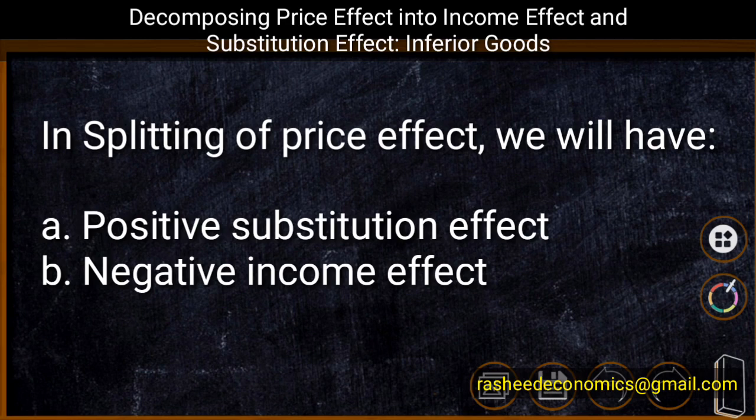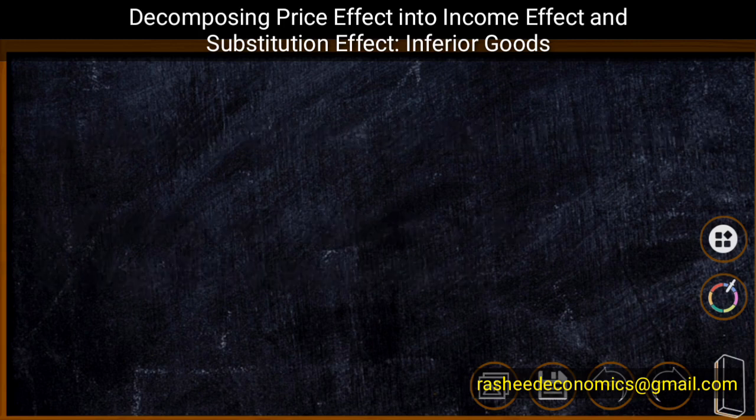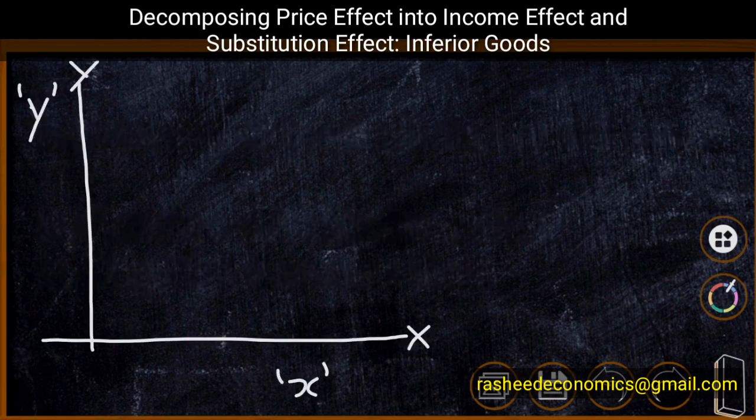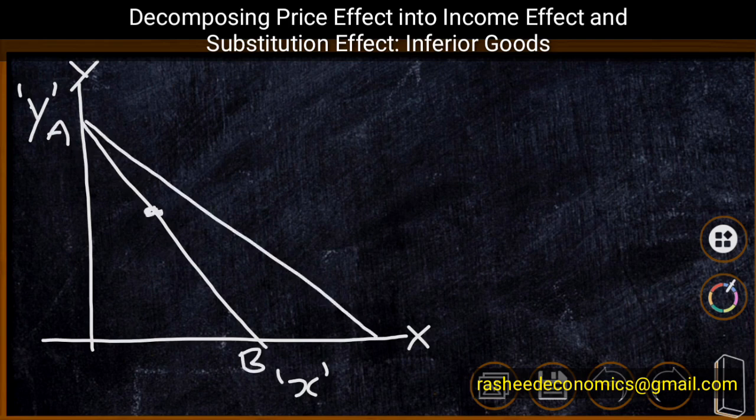Here we are directly moving into the diagram. Here we have drawn x-axis and y-axis. On x-axis we have shown product X and on y-axis we have shown product Y. We are initially drawing an income price line AB. On AB we are having a particular consumption point.